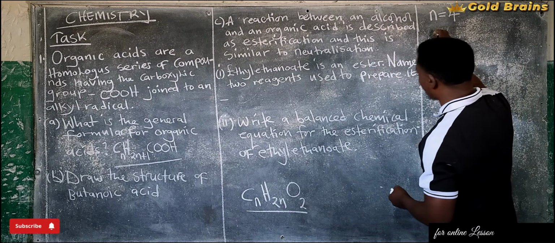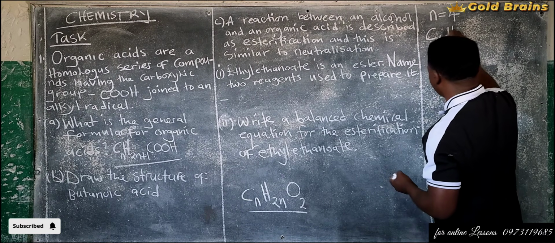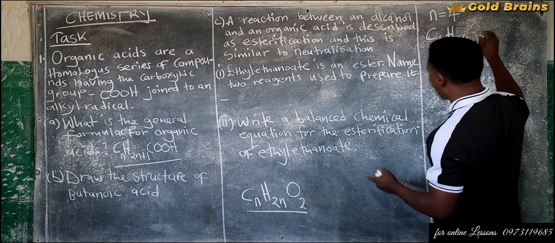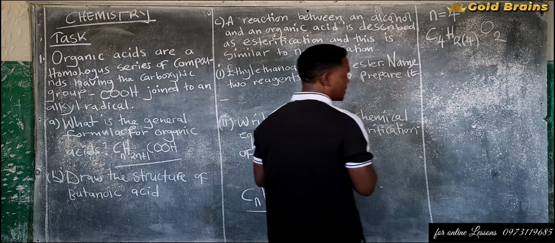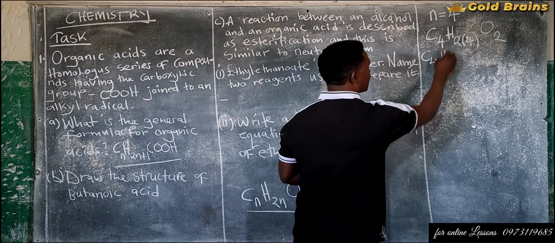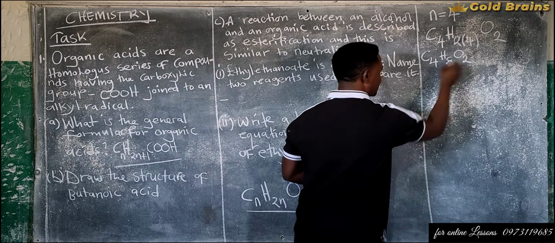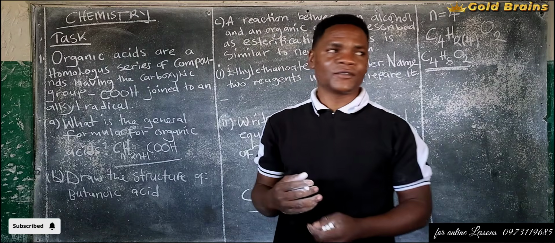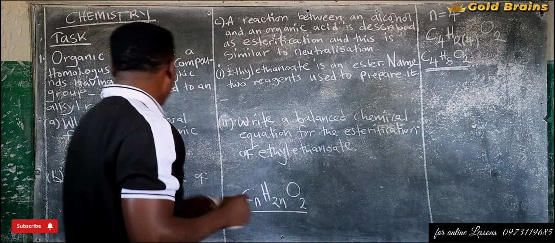Where there's n, we put 4. So C4, then H, where there is 2n, we put 2 times 4, which is 8, and then O2. So this is what is going to be the values for the elements in our compound. So how do we draw it now?